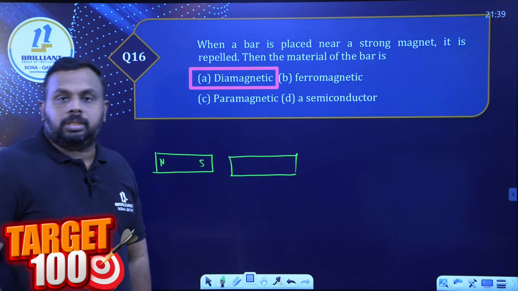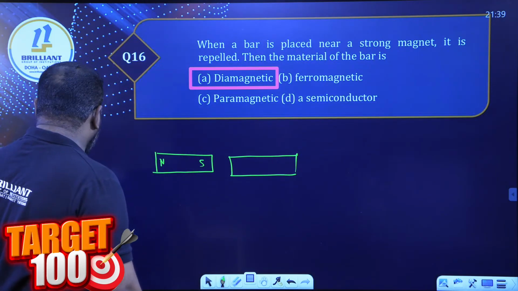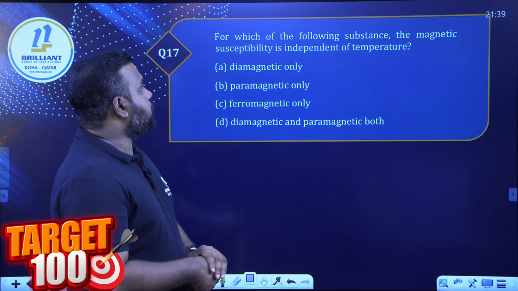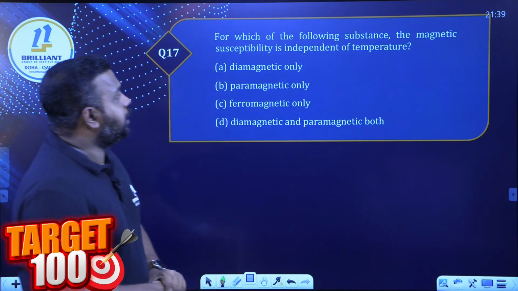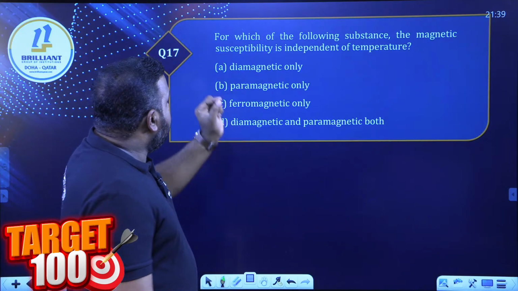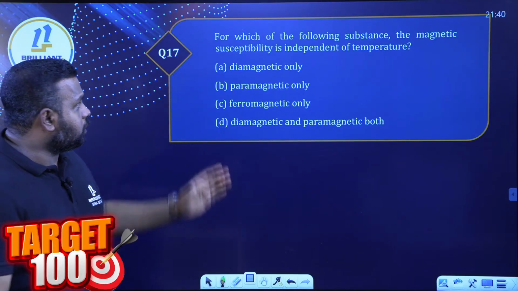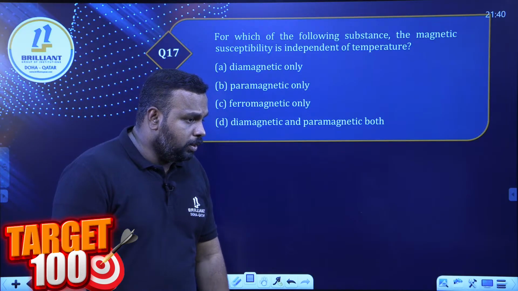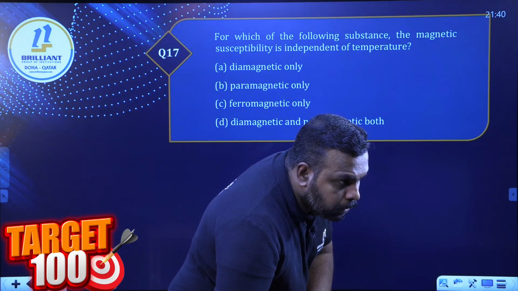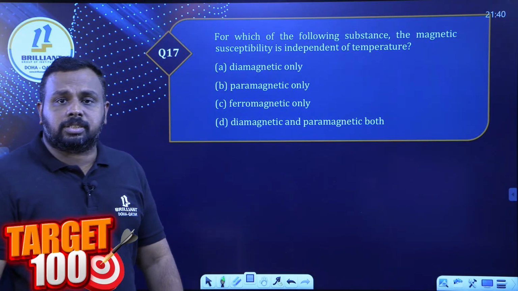Simple question. A substance which is repelled is a diamagnetic substance. Okay, next question number 17. Look at this. For which of the following substances is the magnetic susceptibility independent of temperature? Everything is a knowledge based question only. For which of the following substances is the magnetic susceptibility independent of temperature? Quick. Yes. Prapti, Faris. Yeah, correct answer. Reshma, Hafis. Everybody is commenting the right answer only.